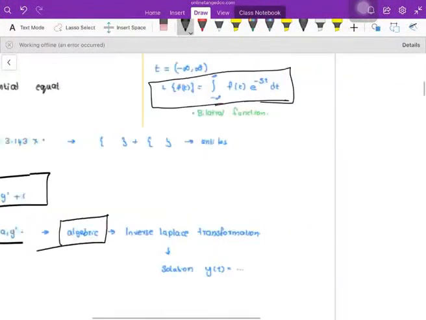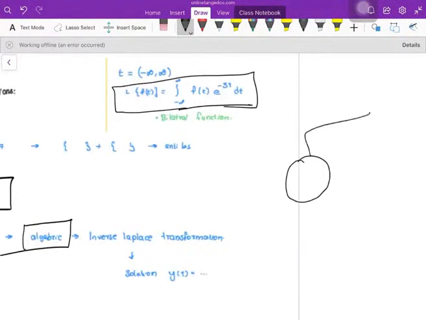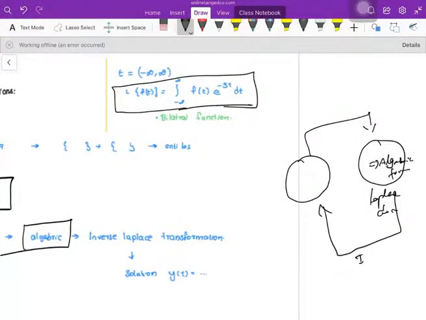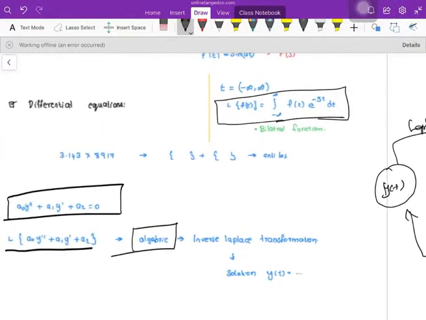Suppose this is my function domain. We take the Laplace transform, and this is the Laplace domain. Here the solution of the differential equation is simply in algebraic form, so we can obtain the solution very easily. Once you obtain the solution, just take the inverse back. So a differential equation which is very complicated in the original domain can be easily solved in the Laplace domain. That is one of the potential applications of the Laplace transform.